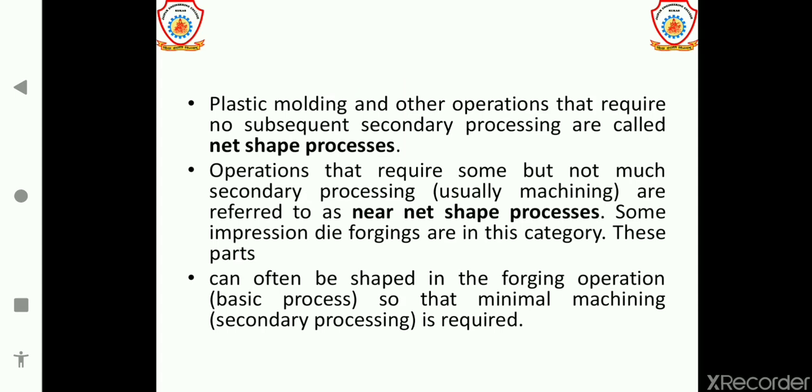Next, after getting the product from the basic operation, we get the shape in two categories. First is the net shape process and another is the near net shape process. The net shape process is the process for which a secondary operation is not required, and the near net shape process is the process for which a secondary operation is required to get the final geometry.